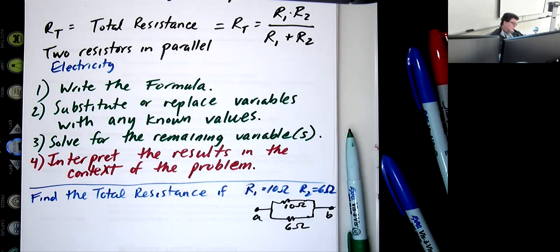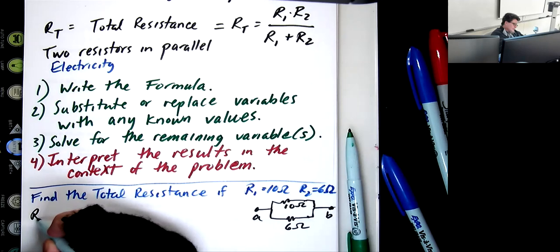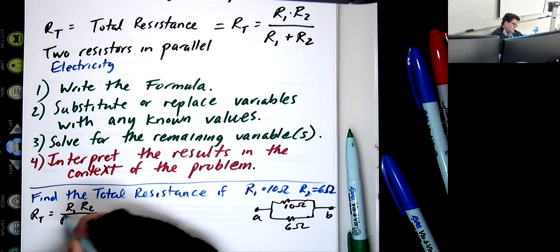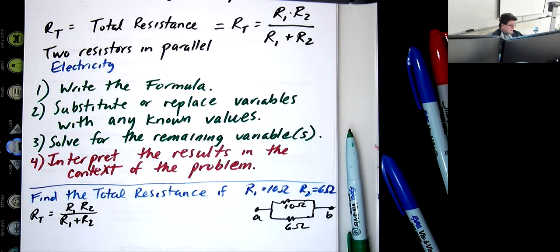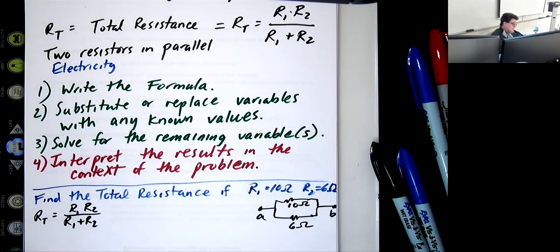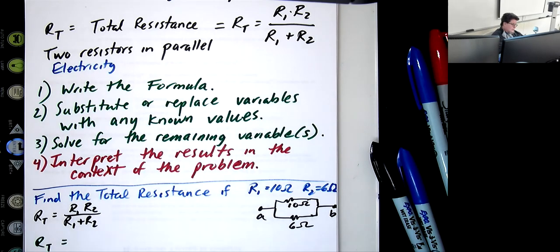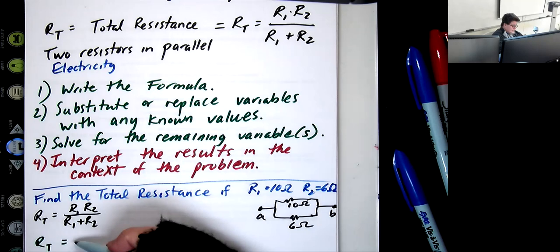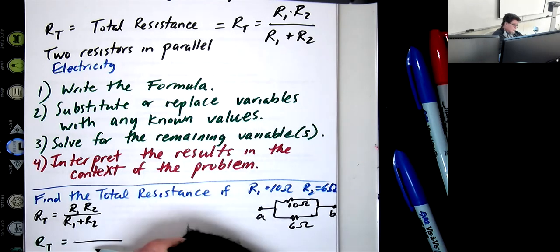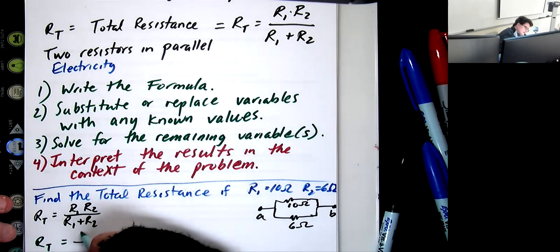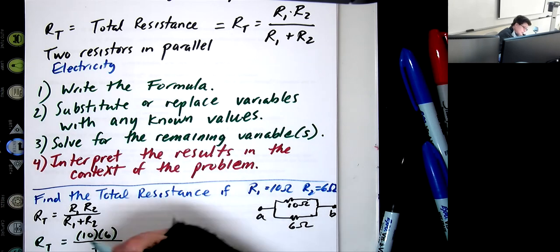Well, our formula was the total resistance, RT, is R1 times R2 over R1 plus R2. And I have some of those values now. I have R1 and R2. So everywhere I see R1, I'm going to plug in 10, and everywhere I see R2, I'm going to plug in 6. I'm going to use parentheses, because that way I avoid making the mistake of thinking they're numbers that don't multiply if they should.